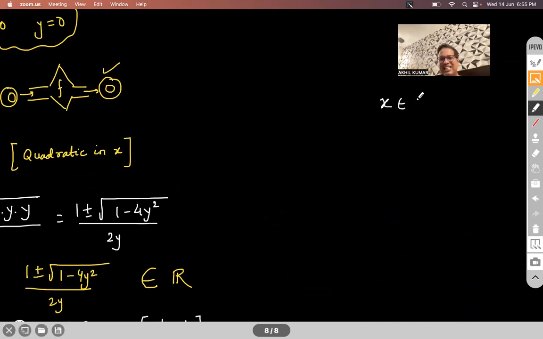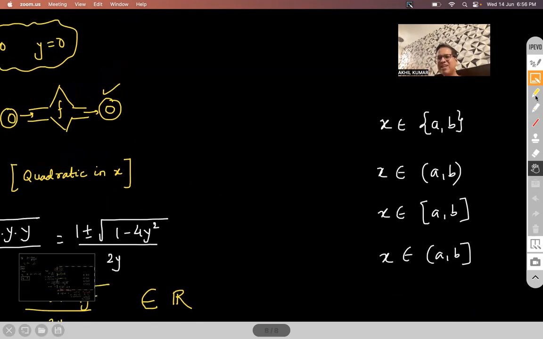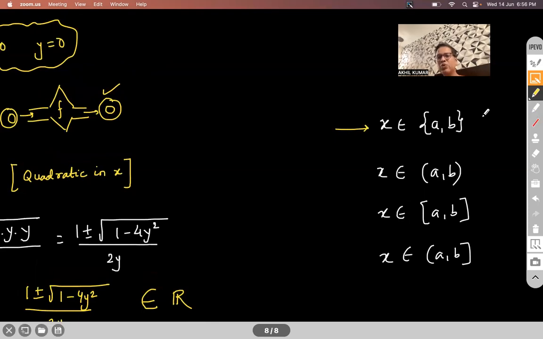See, if somebody writes x belongs to this, x belongs to this, x belongs to this, and x belongs to this. Let's say I take one of the cases. What is the difference between these three expressions? This means x can only take two values, A or B, nothing else. So those who are using curly braces incorrectly, for them, this is an alarm. If you put it like this, how will the teacher read this? The teacher will read that x can take A or x can take B, nothing else.